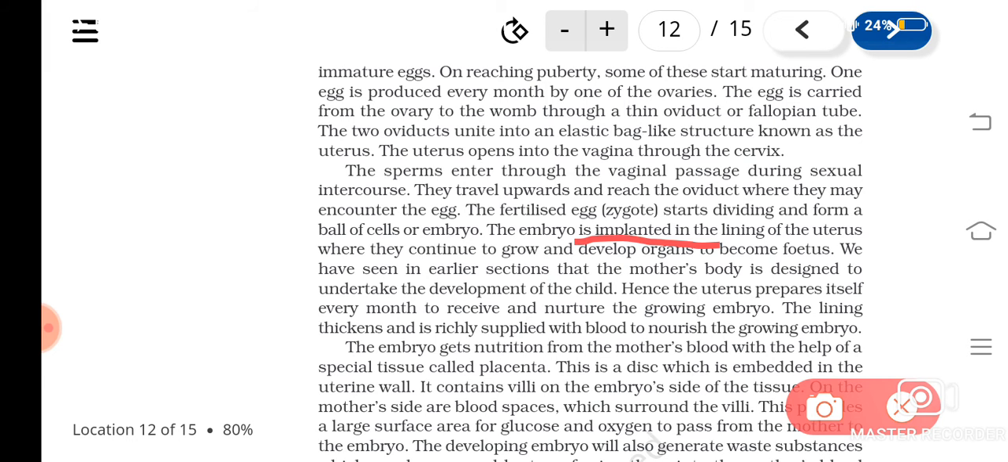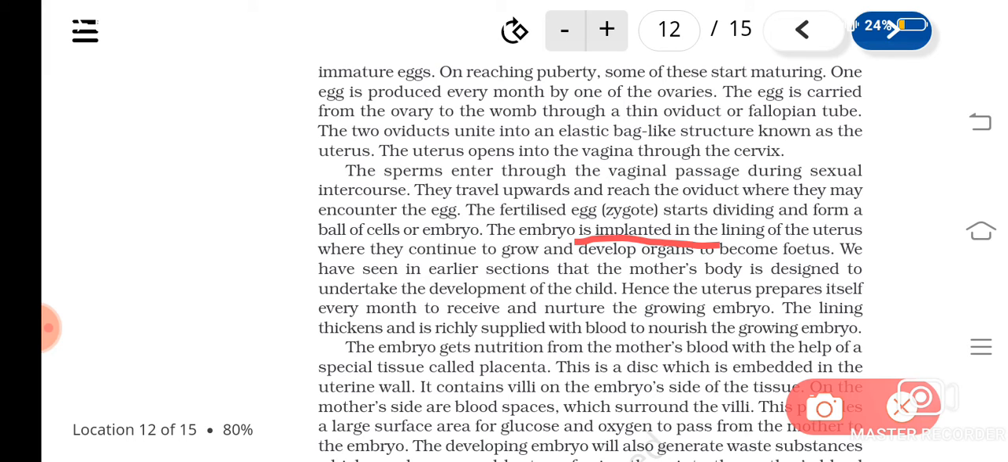What type of egg? The fertilized egg, or you can say the embryo, into the lining of the uterus is called implantation. So what is implantation? The embedding, the attachment of the fertilized egg, or you can say embryo, because it started its division in the fallopian tube itself, into the lining of the uterus is called the implantation. Understood?